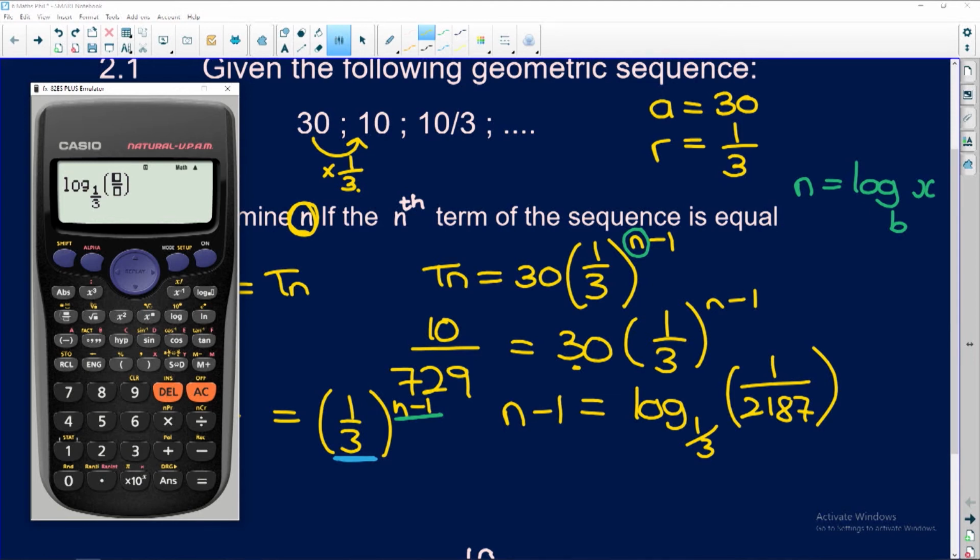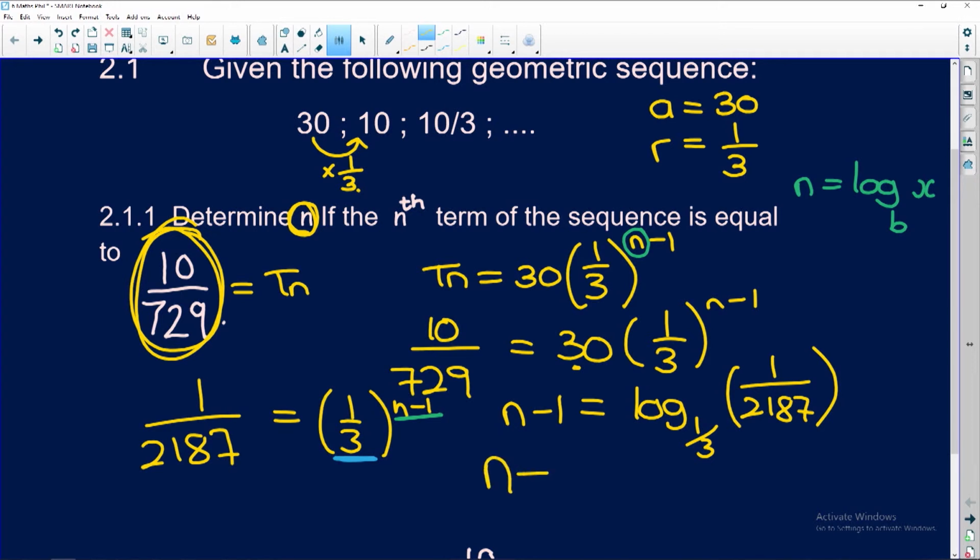Then we substitute in 1 over 2,187, and I get 7. But remember, n minus 1 is equal to 7, and therefore n equals 8, because I add 1 to both sides. So that is saying that the 8th term has this value over here. Okay.